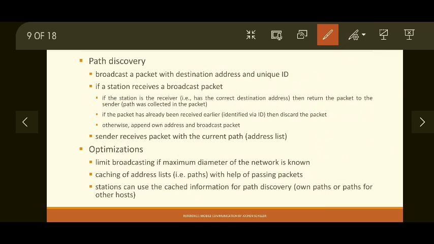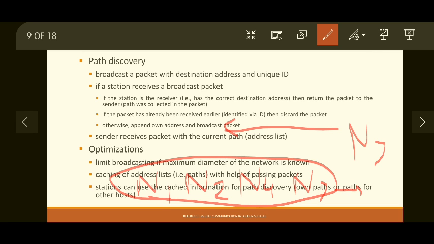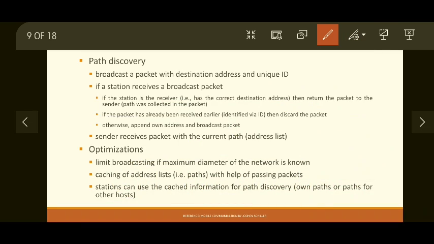Sender receives the packet with the current path address list. When N7 returns that packet on the same path as collected during the travel towards the destination, the same address list or same path is returned and the sender will receive it and get to know what path it had traveled to reach the destination. So the sender receives a packet with the current path or address list. So it will receive N1, N2, N4 and N7. We will see one example.